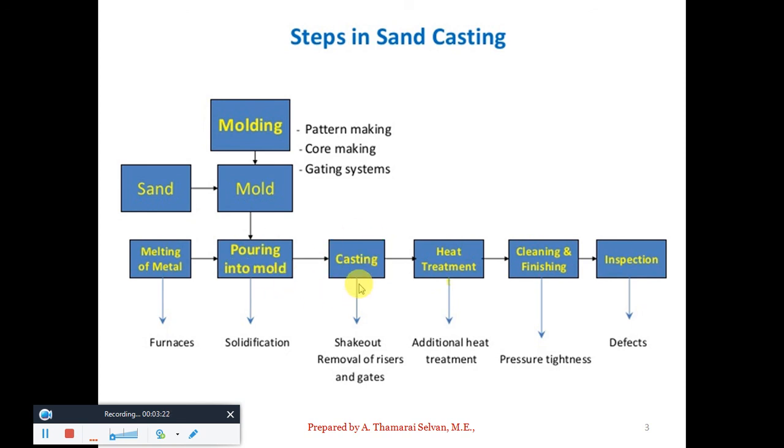And sometimes heat treatment is required after the casting is done, for the as-cast material, for uniform dispersion of grains, and to avoid blowholes or cracks inside the material that you have made. Because of this heat treatment, some scales would be formed on the surfaces that have to be cleaned, and some of the excess material has to be trimmed out, and it has to be sent for inspection to find out the defects.